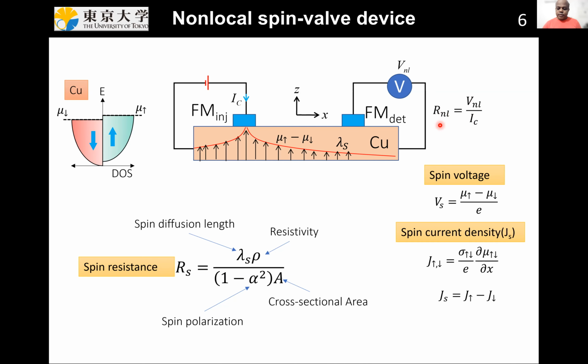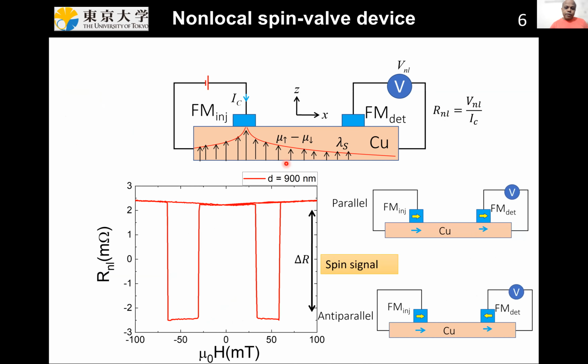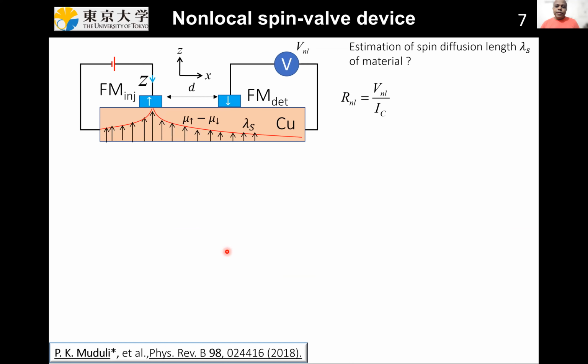non-local resistance. Now if these two ferromagnets are parallel, you will get a positive non-local resistance. And when these two ferromagnets are anti-parallel, then you will get a negative non-local resistance. The difference between these two resistances we call the spin signal. This kind of device can be used to measure the spin diffusion length of a material.